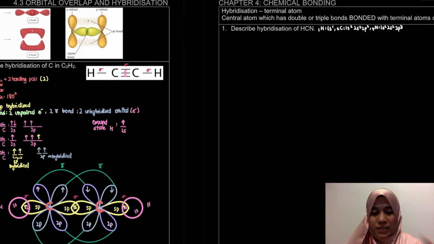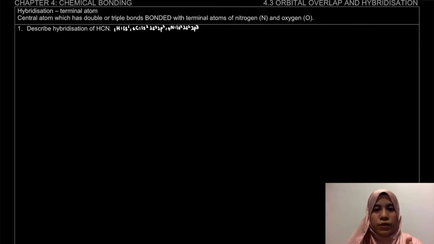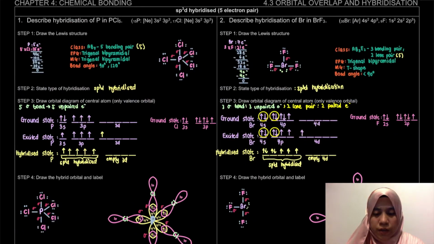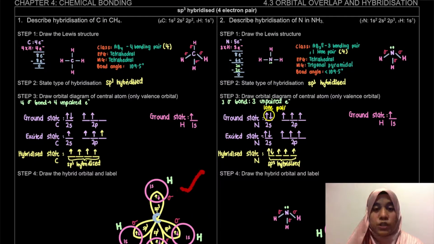On page 30 of your notes, what we're going to learn is that we will hybridize not only the central atom, but also our terminal atom. So here it says that for the hybridization of a terminal atom, it applies where the central atom has a double or triple bond with terminal atoms of nitrogen and oxygen. Previously, mostly our terminal atoms were, for example, fluorine, chlorine, or hydrogen. For that case, we don't have to hybridize. For the case of nitrogen and oxygen, if it is your terminal, you have to hybridize.